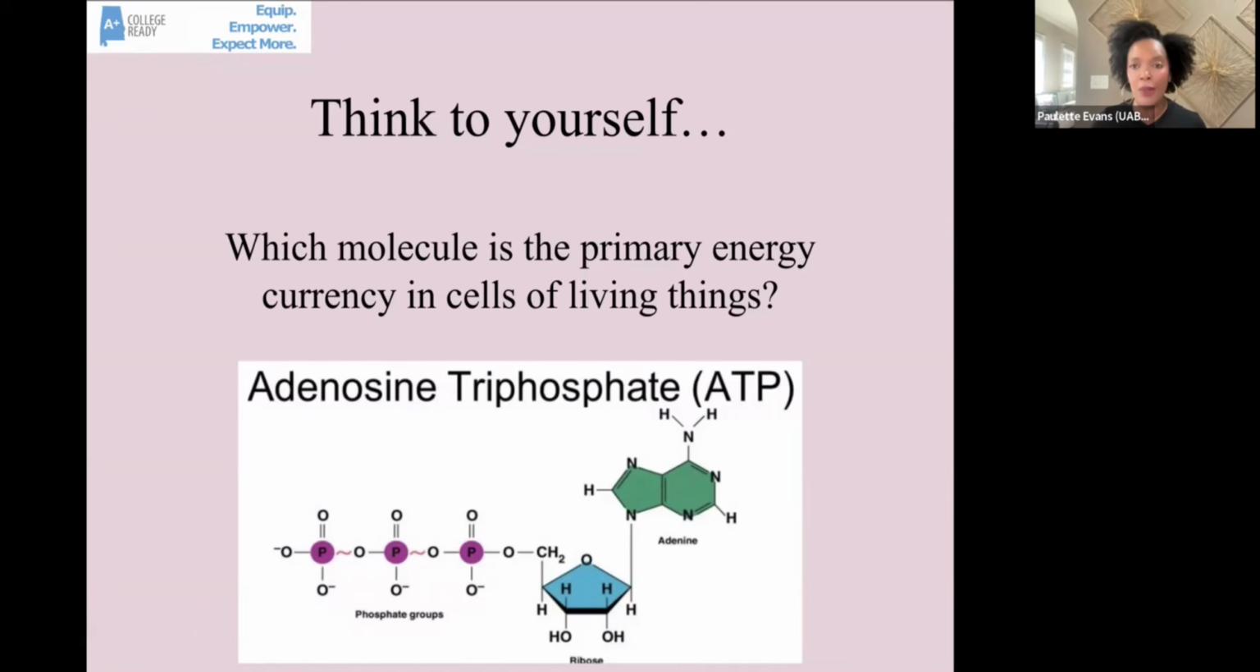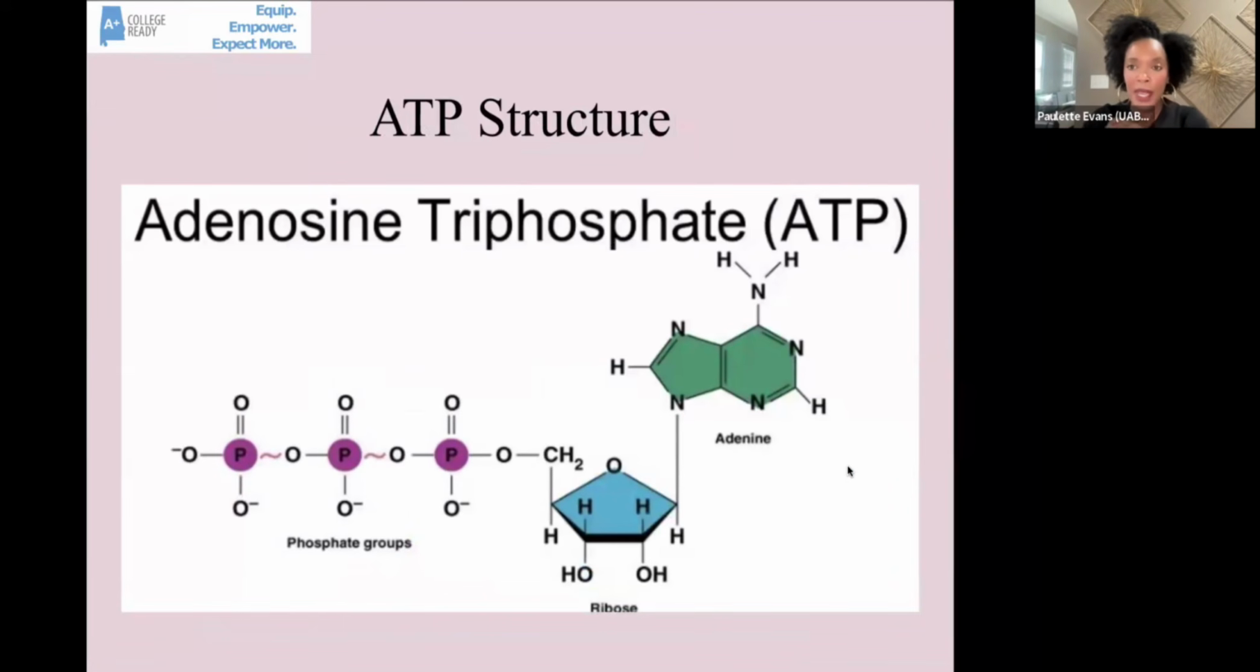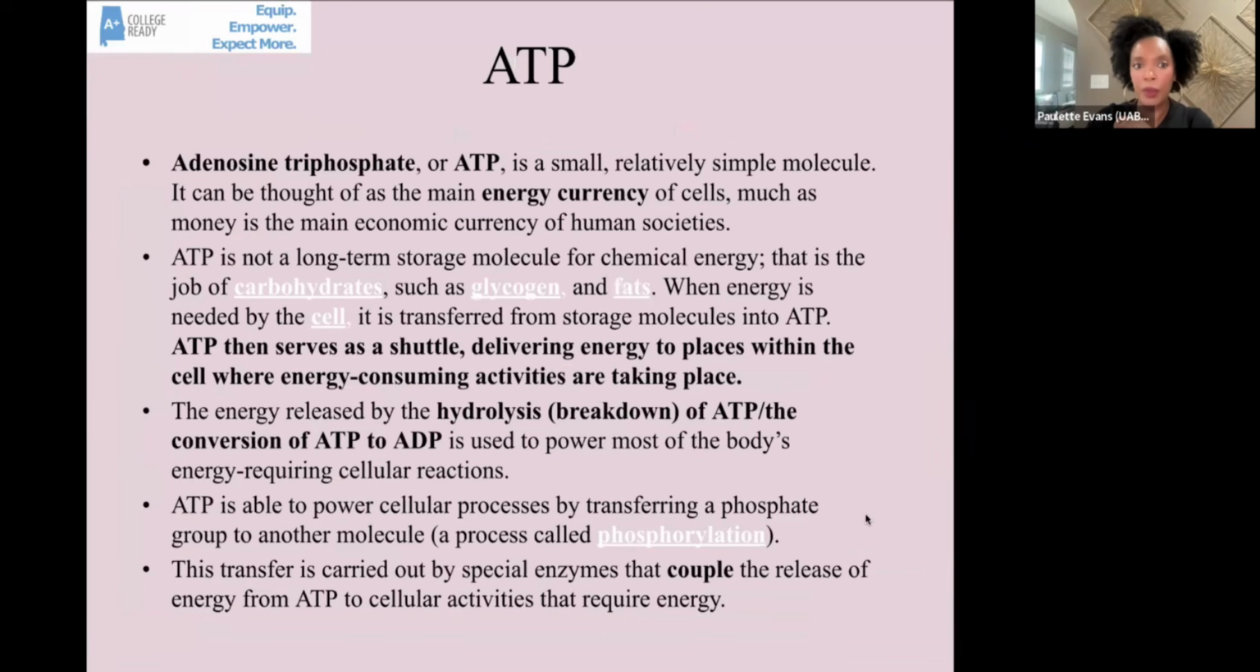It's a modified RNA nucleotide. And so it's an RNA nucleotide with two extra phosphate groups. And then you have a high energy bond here on these two last phosphate groups. You break them apart or break them off, you can extract a lot of energy from ATP to do cell work. All right, there's that picture again. We've talked about that structure.